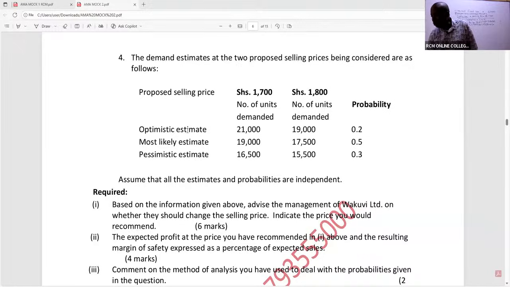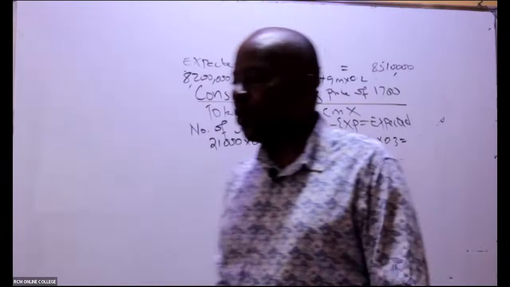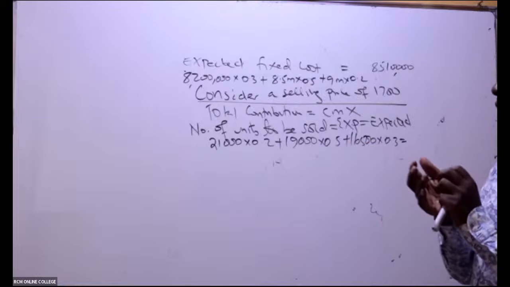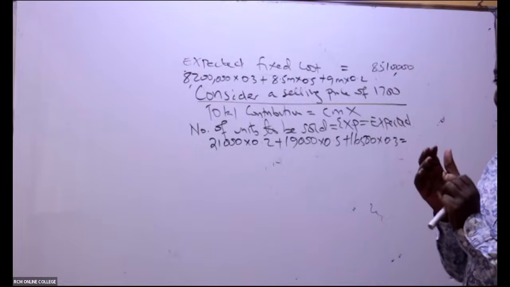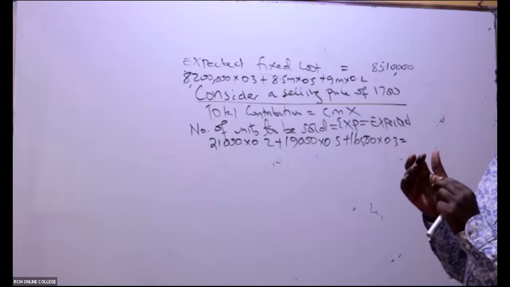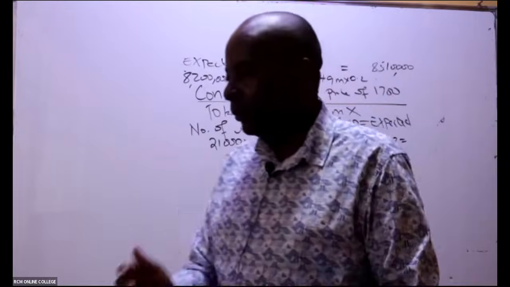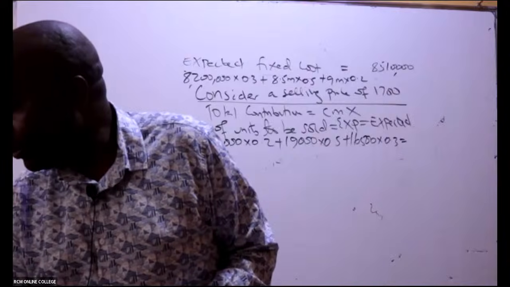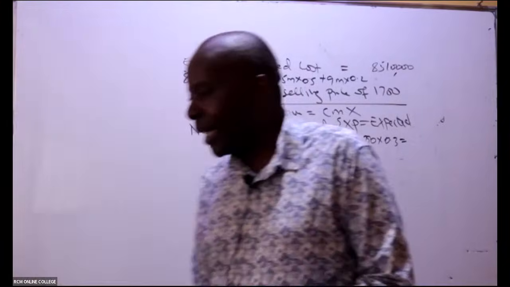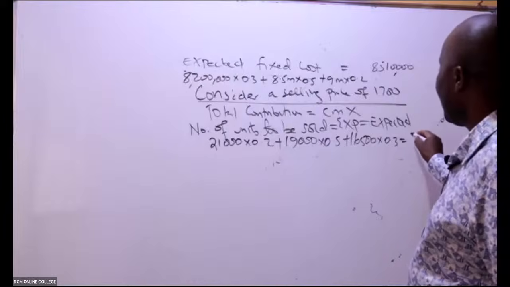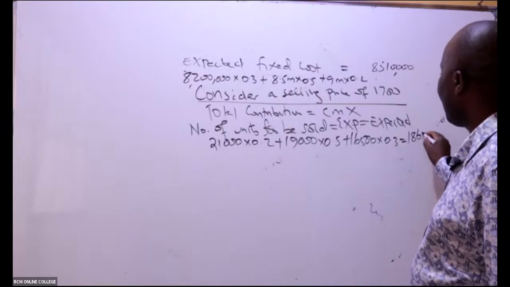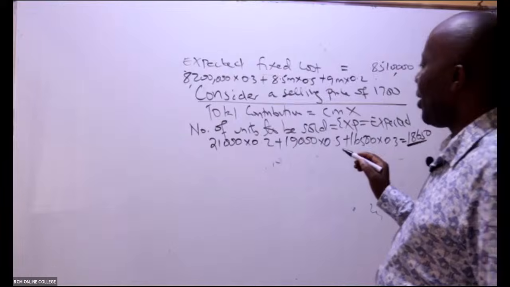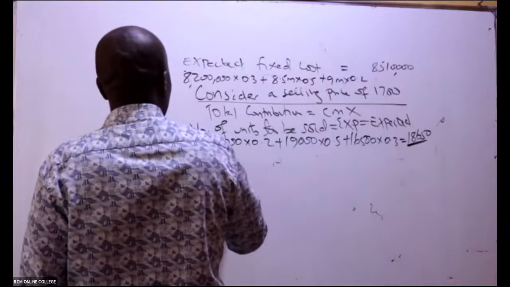If the estimate is really very good, optimistic, I sell very high. At 1,700, these are the 3. When I charge 1,800, later on, I'll be able to work with this. So is there somebody who is able to give me the expected sales units? What am I able to get there? 18,650. Then, my good students, what will be the total contribution?